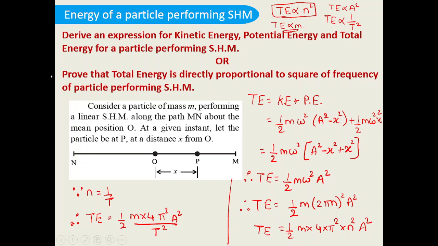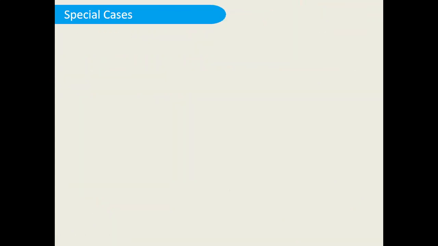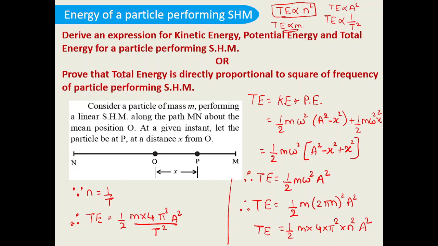Here only one point is written: the total energy is directly proportional to the square of the frequency. You can expect the next question to be that total energy is inversely proportional to the square of the time period, or a question like total energy depends on mass. So all these things you can expect. I request you to pause the video. You have to complete this write up.